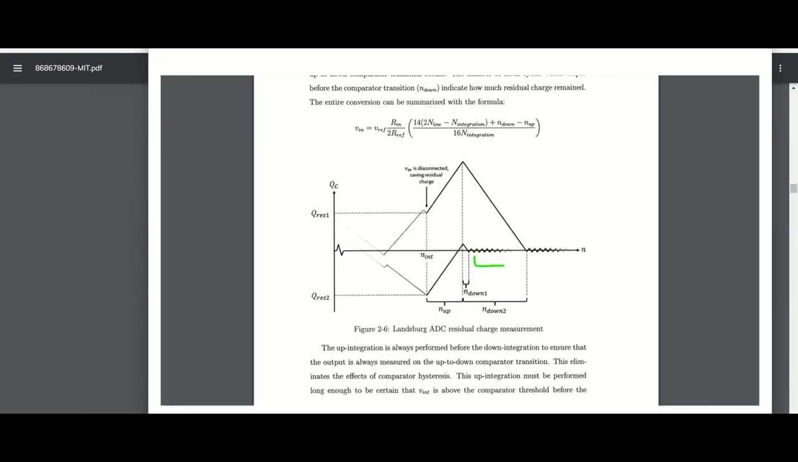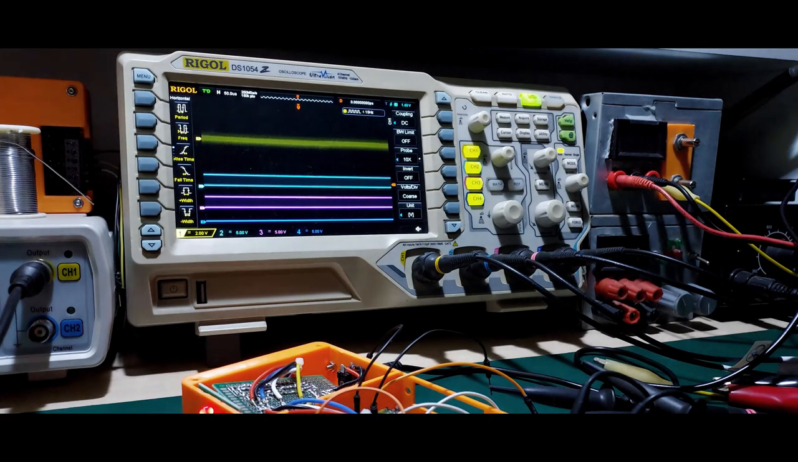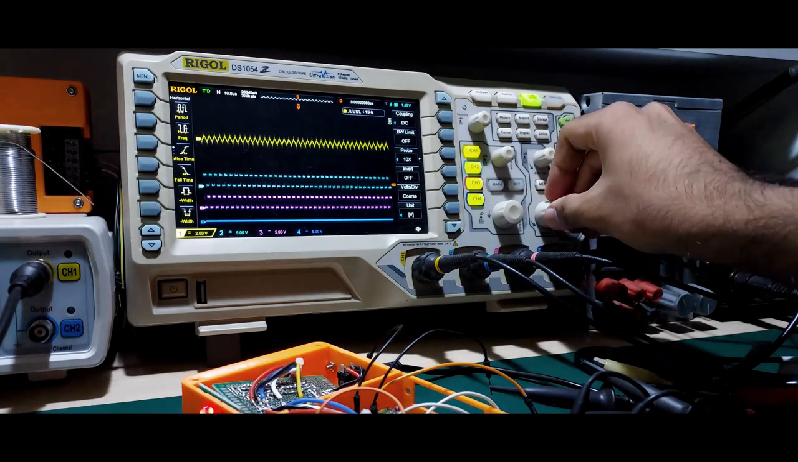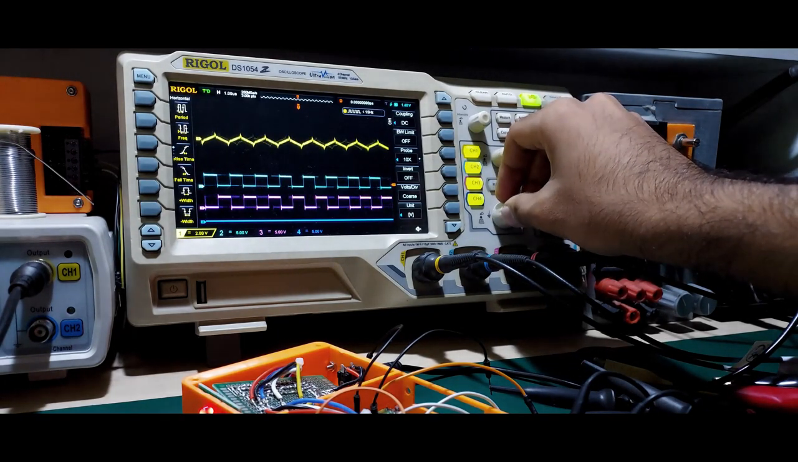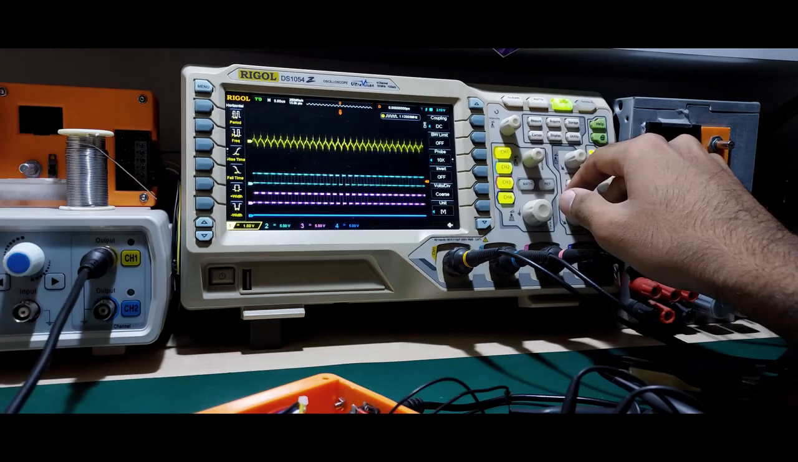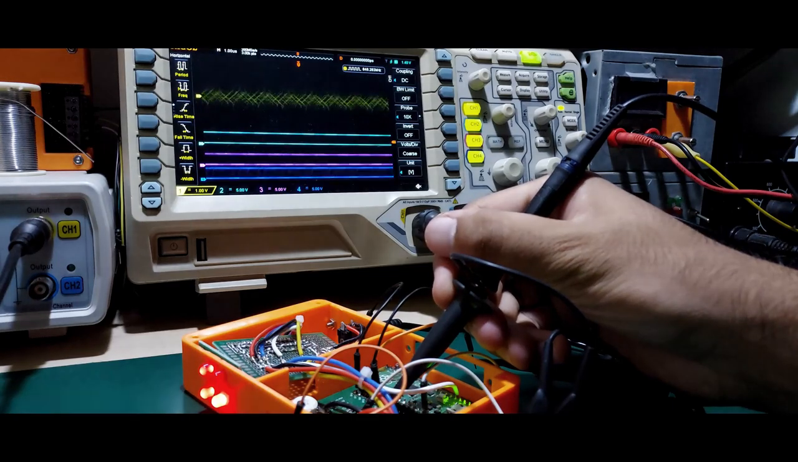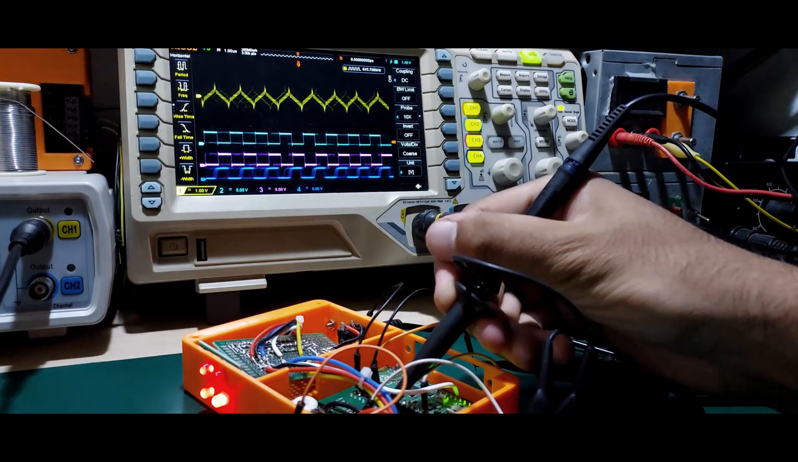Dithering, or disconnecting the input and letting the reference switches free run, keeping the integrator around the comparator threshold. This is easily implemented in PIO, although for some reason the amplitude of the integrator is higher than I expected. And increasing the clock frequency does not help. It turned out to be a comparator issue, which will be covered in a future video.